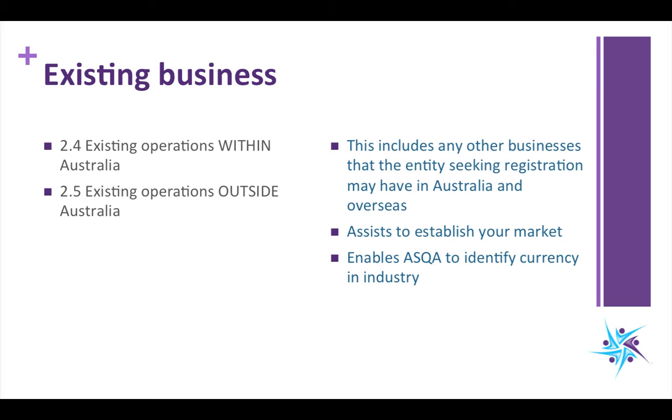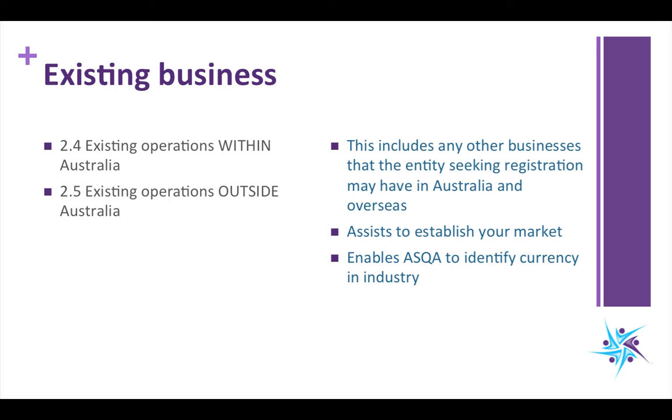In 2.4 and 2.5, ASQA want to know what is your existing business. What do you currently have operating in Australia? And if possible, you may have some operating outside of Australia. Now, if you don't have an existing business running now, you don't need to worry about this. We don't need to actually answer this question. But if you currently have a business in place in Australia or overseas, we need to include this on your ASQAnet application.